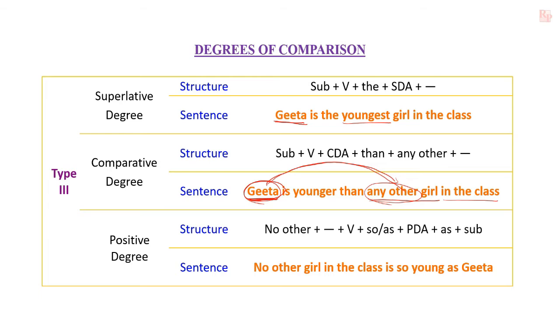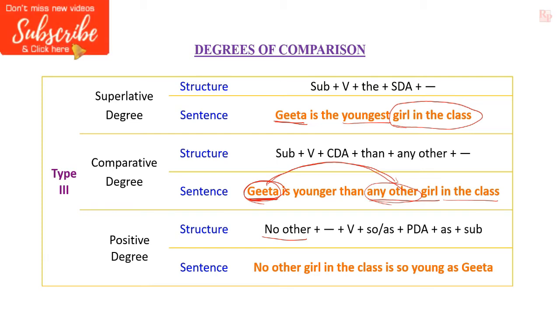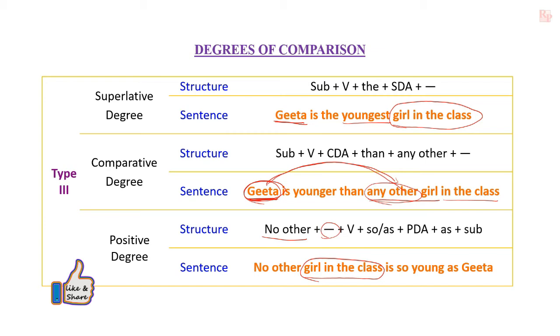Like that, it can be changed into positive degree also. To change it into positive degree, we must start the sentence with no other. After using no other, we have to use the common noun including the phrase at the end of the sentence in superlative degree. The entire phrase should be written in this place. No other girl in the class. Then the verb is used. Verb should be written.